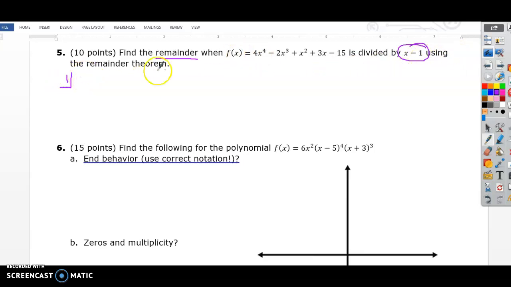And then I'm going to take my coefficients for each term. So that's 4, negative 2, 1, 3, negative 15.